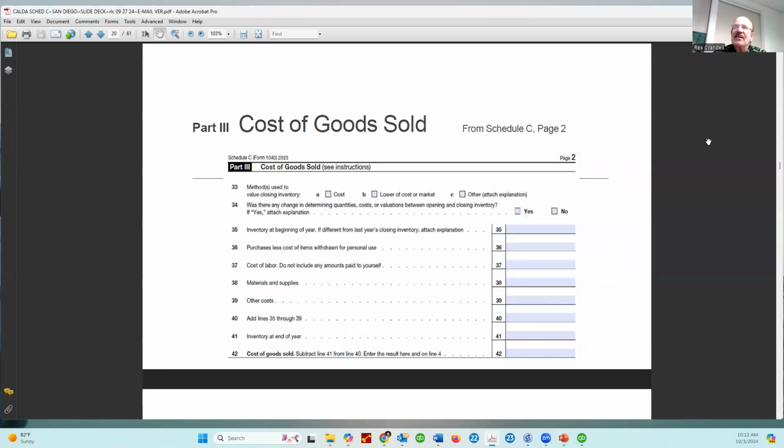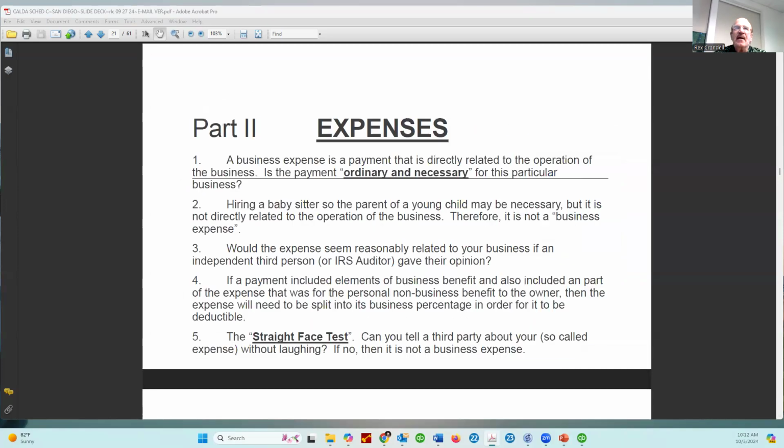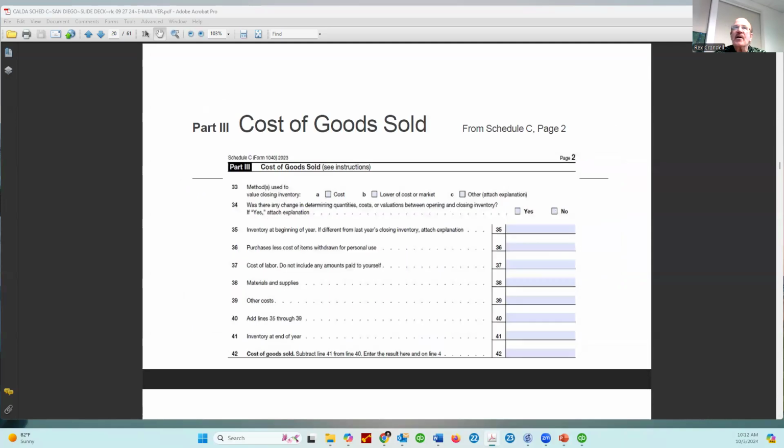Then, since we talked about the cost of goods sold, it ends up being on the back of the Schedule C. And the cost of goods sold is a method, whether you're treating your inventory at cost or at the lower of cost or market if it's gone down in value. Then it wants to know if you changed your inventory methods, yes or no. And then we get into the inventory computation. It's just a little bit of math.